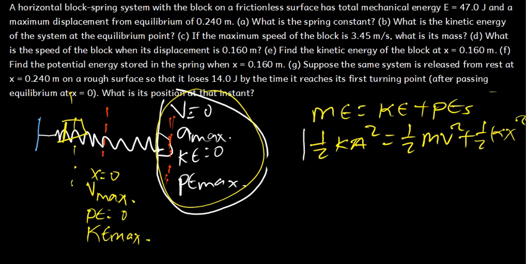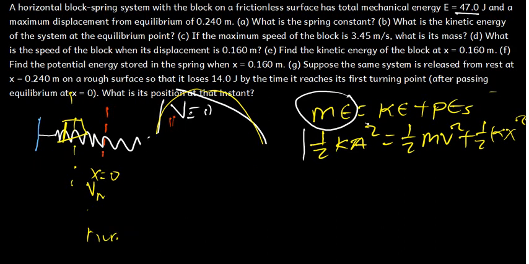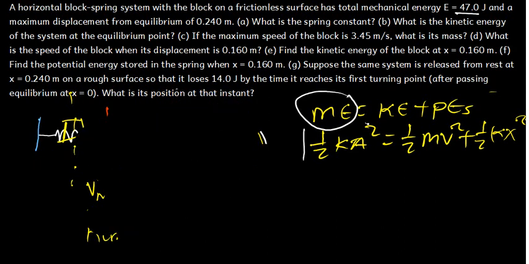Now, in this case, we have already been given the value for mechanical energy, which is 47.0 joules. Now, the first question is asking us to find the spring constant.